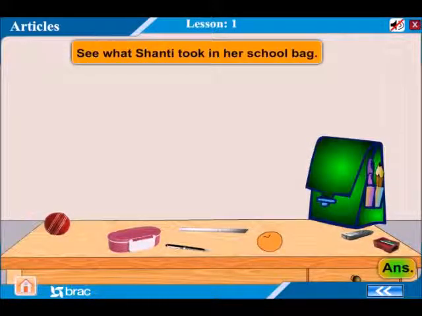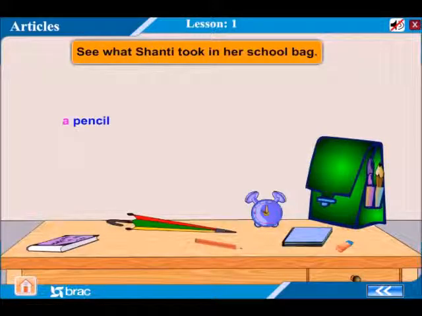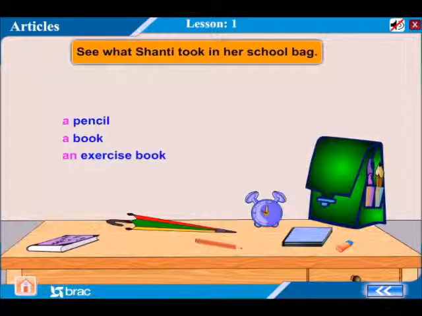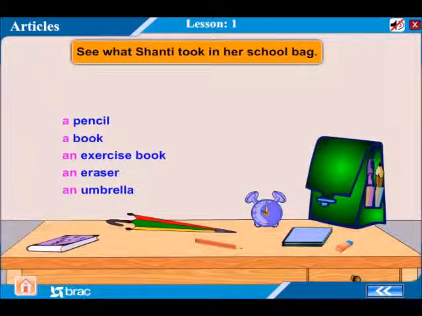See what Shanti took in her school bag. A pencil, a book, an exercise book, an eraser, an umbrella, a clock.